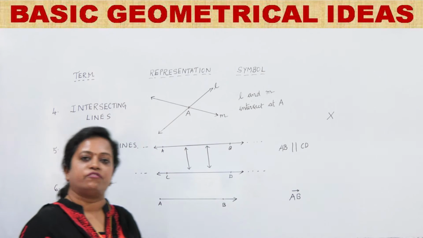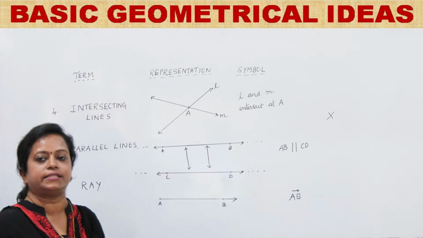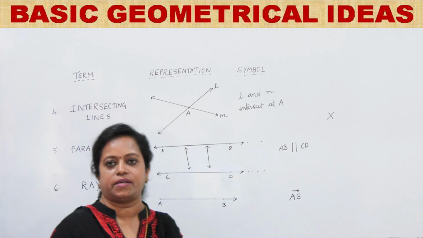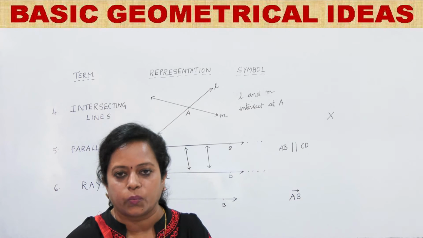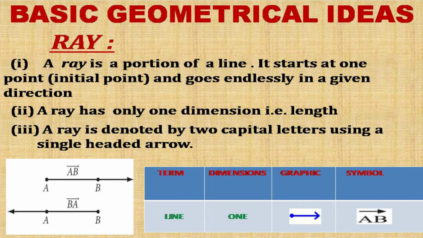So children, be very clear with the representation of the different terms that we have learned about line, line segment and ray. Let us see what we have learnt about ray. A ray is a portion of a line. It starts at one point and goes endlessly in a given direction. A ray has only one dimension, that is length. A ray is denoted by two capital letters using a single-headed arrow.